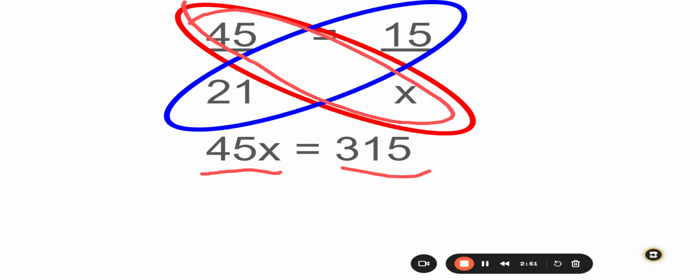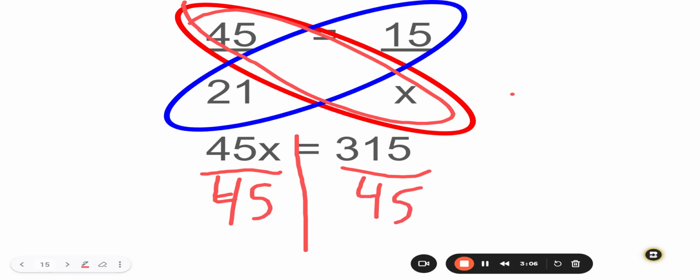So now from here, this should look pretty familiar, right? Because we did this for like 2 months. You draw your river. If I have 45 times x, what am I going to do instead? I'm going to divide. So now I'm going to divide both sides by 45. And this will let me know what x equals. So 315 divided by 45, and that gives me 7. So x equals 7.